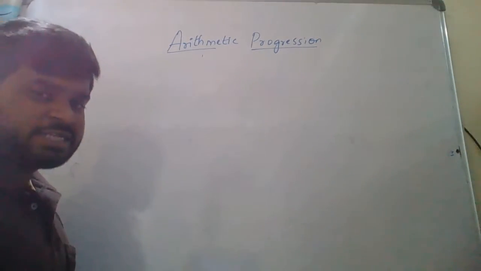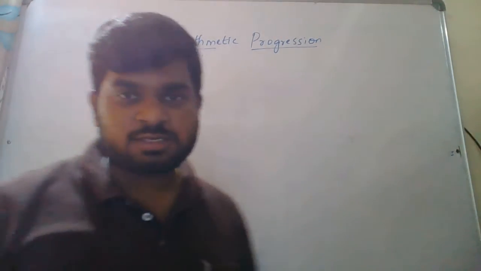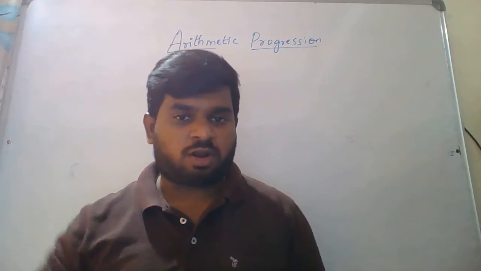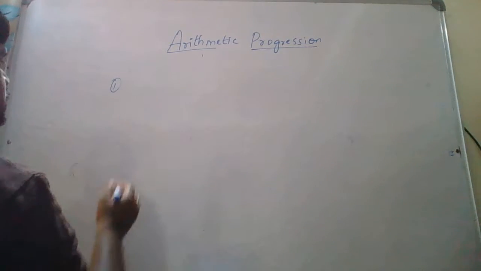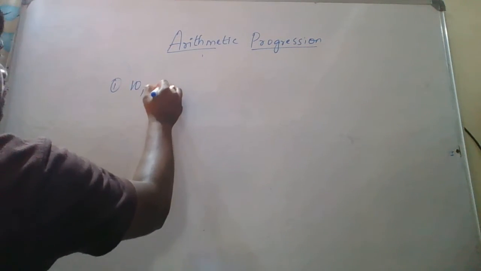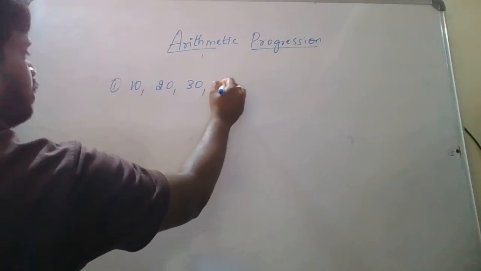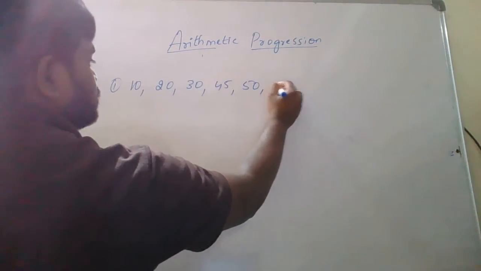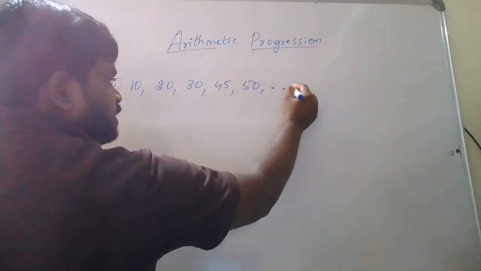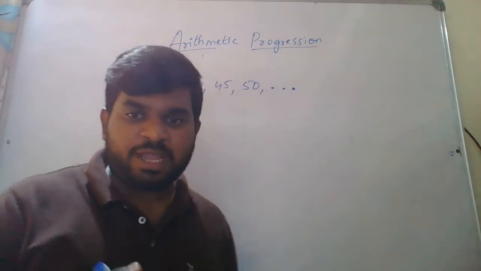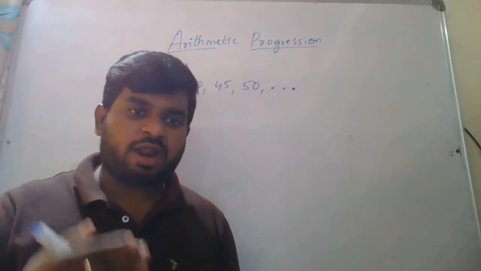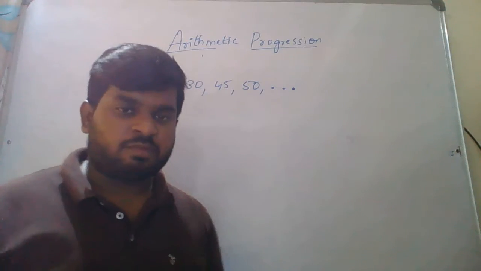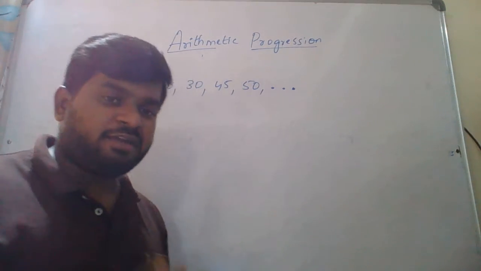Now, the first thing is, let's take a sequence. Let's check whether it is an AP or not. That is the basic thing that you have to know. Simply, I'll construct a sequence. Let me say 10, 20, 30, 45, 50, and so on. Let's check whether it is an AP. It is said to be an AP if you have got a common difference. Or in other words, if you are getting each term by adding a fixed number.